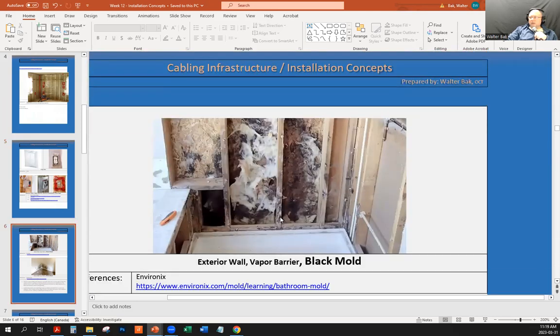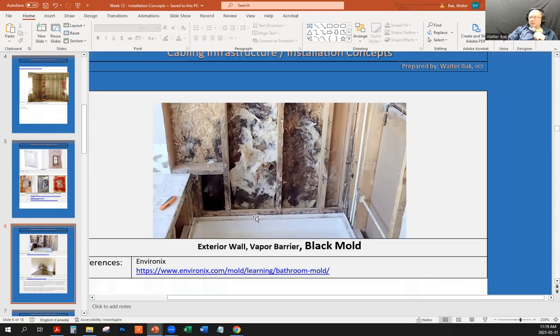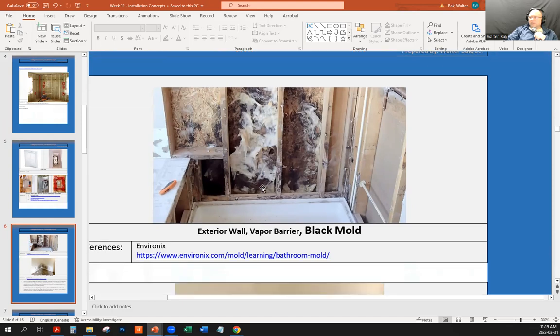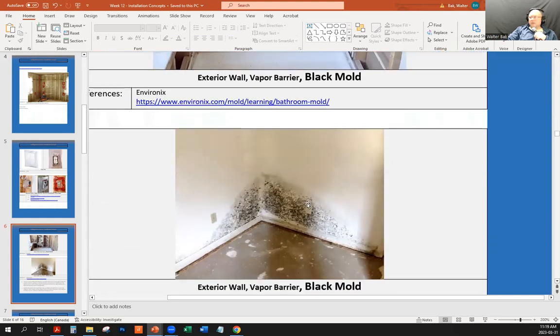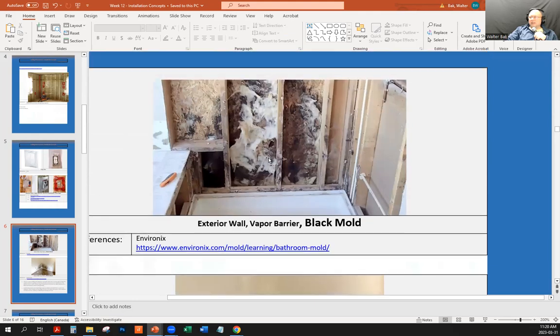If we don't do that, this is what can happen. The moisture can get in there and it's going to get trapped, and you're going to have a problem on your hands. The black mold is going to start developing inside the wall, and it's going to take some time before you start noticing it. And when you start noticing it, that means it's eaten away through the drywall. It's coming out on the other side.